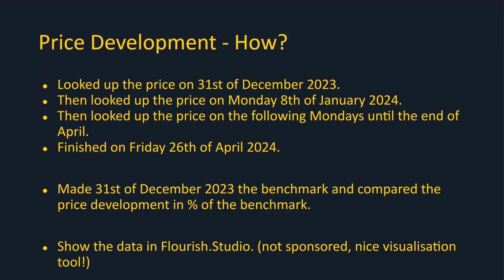So what did I do? Well, I looked at the price development by first of all looking at the price at the 31st of December 2023. Then I looked up the price on Monday the 8th of January 2024. And then I looked at every Monday following that until the end of April. And I finished the data by looking at the price on Friday the 26th of April 2024. And what I did when I had that data is that I made the 31st of December 2023 the benchmark and compared the price development in the following weeks to that benchmark. So the 31st of December was 100%, and if the price of the company went up with 10%, then it would be reflected by showing 110%.